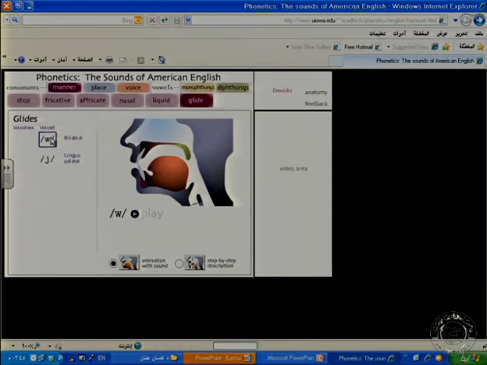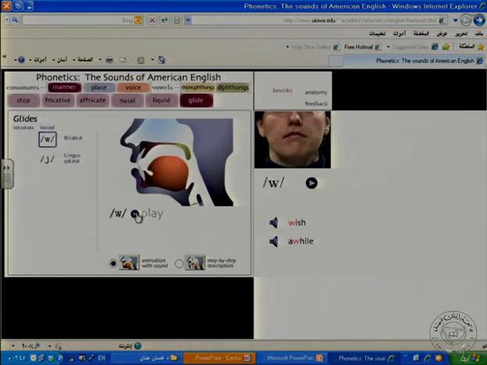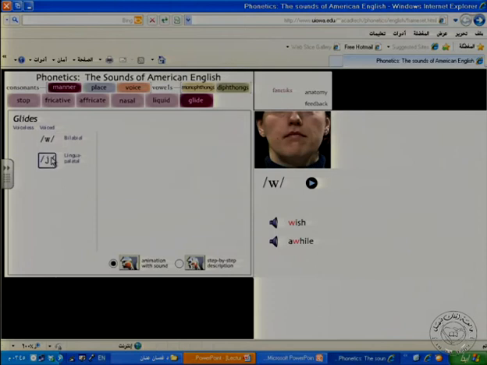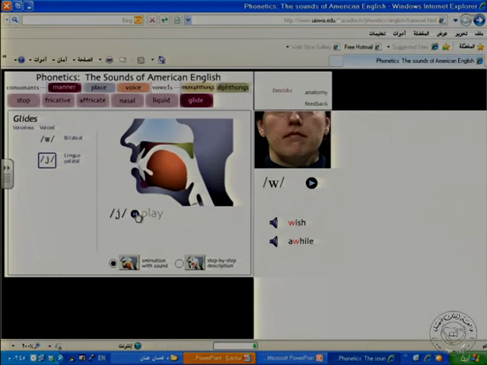W, for example, is bilabial. See what exactly happened. W, w. And the last one is y. This is the y sound. This website is really very interesting. You can just try it. You'll find it very useful.